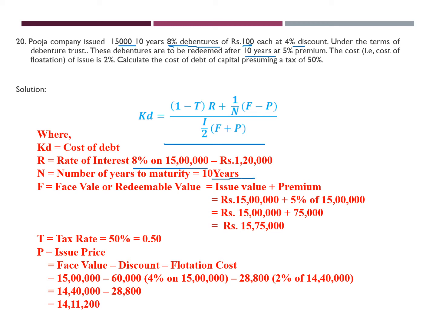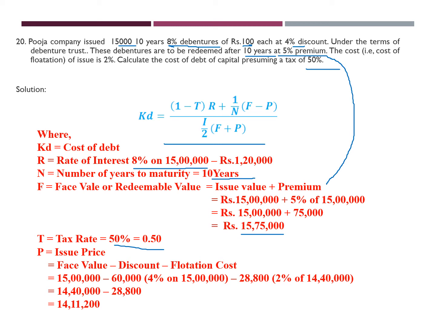Clear? Next, face value or redeemable value. So here redeemable value is face value plus premium. Read the statement. These debentures are redeemed after 10 years at 5% premium. So you have to add that over here. So 15 lakhs plus 5% of 15 lakhs, so 75,000. You will get this. Next, tax is 50%. This we will take directly. No issue in this. Next, P is the issue price.